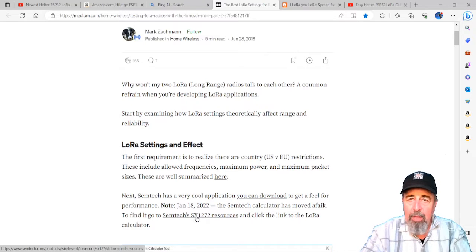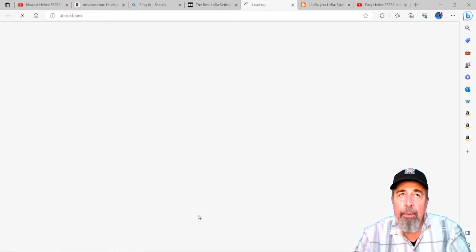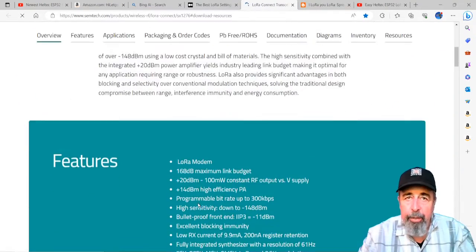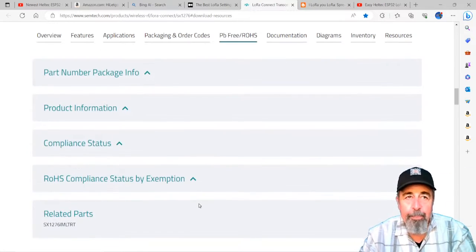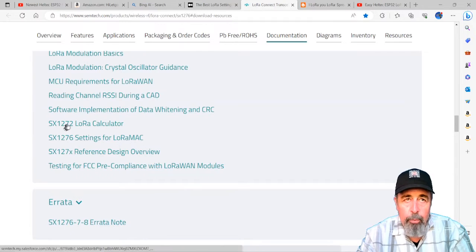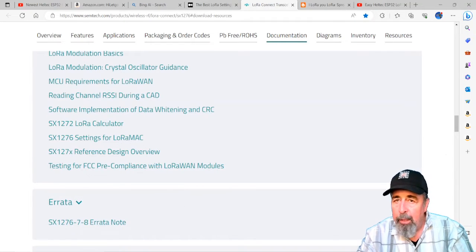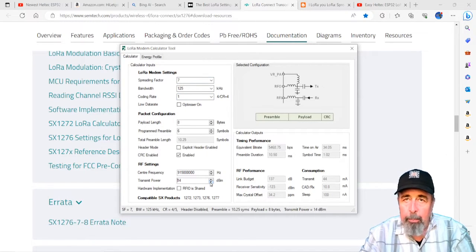Okay, and they also have Semtech's SX1272 calculator. So I'm going to click here. I'll show you the link. I've already installed it, so all of the links will be in the description down below. Scrolling, yeah, see right there, SX1272 LoRa calculator. I'm just going to pop this open here. We'll play around with this in a minute. Let's see. I'm going to just set it to the defaults that I normally see in Arduino example sketches.